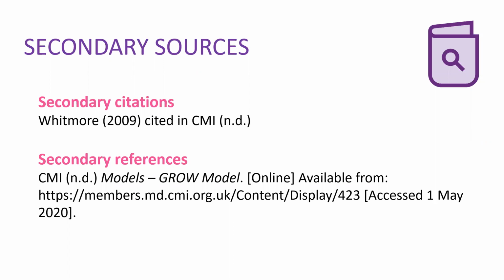So this is how you would do it. In the body of your text, where it says here in this example, Whitmore cited in CMI, this is how you would show it in the body of your text. You just put the surname, the year in brackets, and where it was cited, and if there isn't a date, no date is shown like that. Then at the end of your assessment, you just show the source that you actually used. So in this case, it was CMI, and we list it just as we've explained before. And that's it. Hopefully that makes it easy for you.